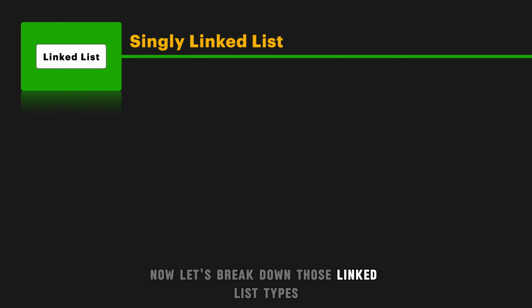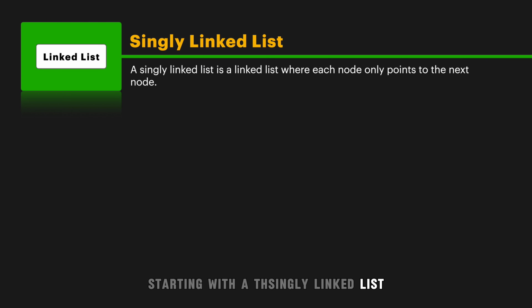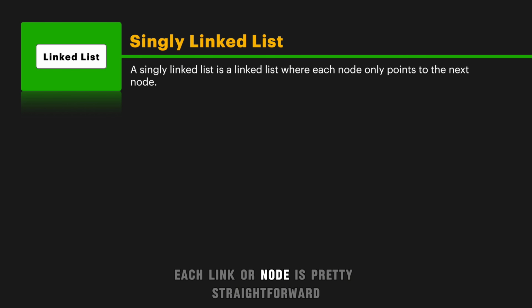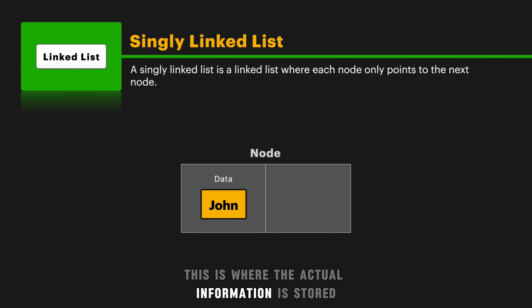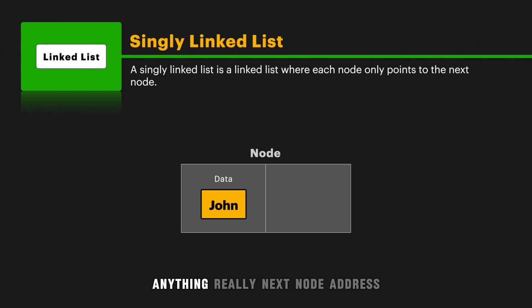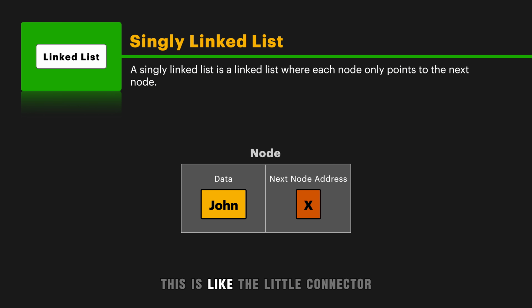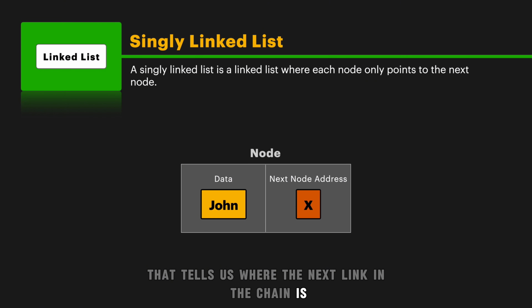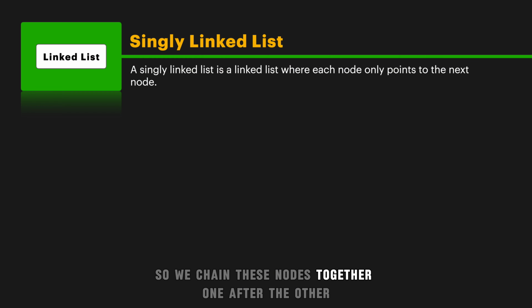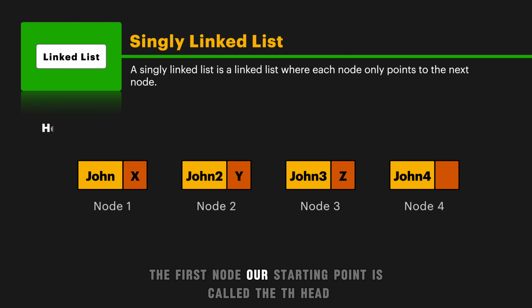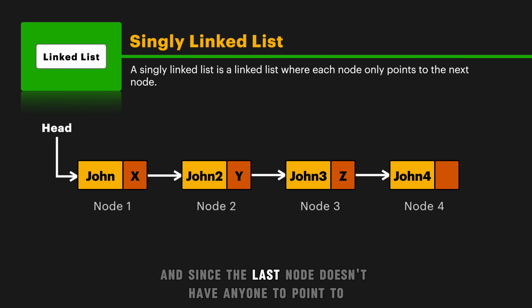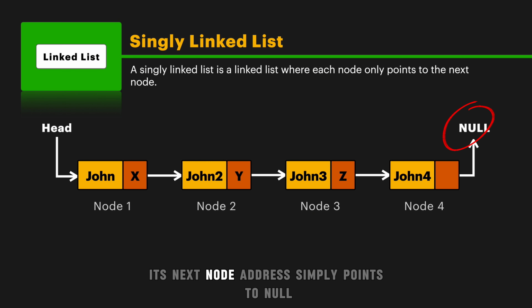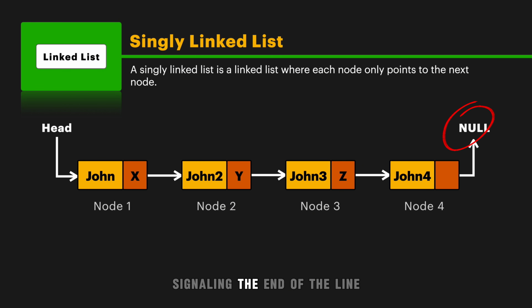Now, let's break down those linked list types, starting with the singly linked list. In a singly linked list, each link, or node, is pretty straightforward. It's got 2 main parts. Data, this is where the actual information is stored, could be a number, a word, anything really. Next node address, this is like the little connector that tells us where the next link in the chain is. It basically points to the memory location of the next node. So, we chain these nodes together, one after the other. The first node, our starting point, is called the head. Each node points to the next one in line, and since the last node doesn't have anyone to point to, its next node address simply points to null, signaling the end of the line.